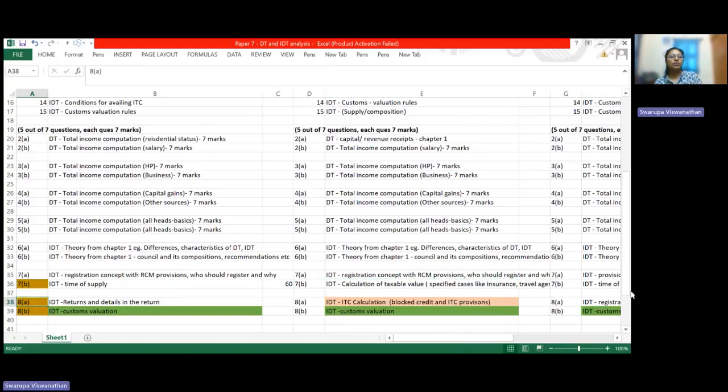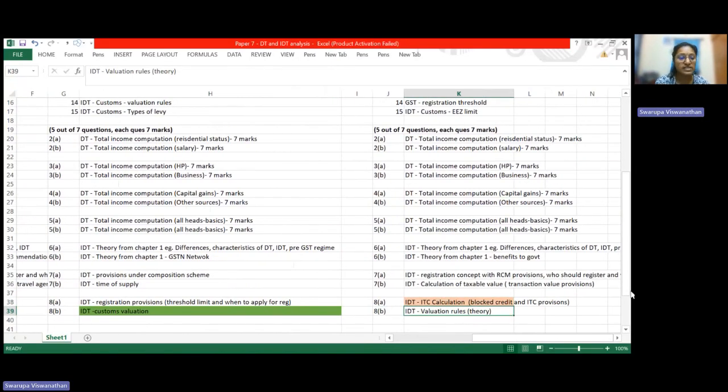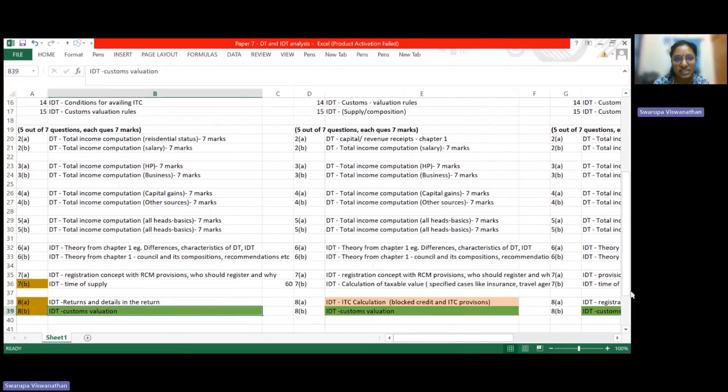Then we come to question number 8A and 8B. First I'll go through 8B. 8B is always a question with respect to customs, custom valuation rules, and the questions are as in the textbooks, very similar to the textbook illustration questions. So ensure you have worked out all the textbook illustration questions that will help you to secure these 14 marks.